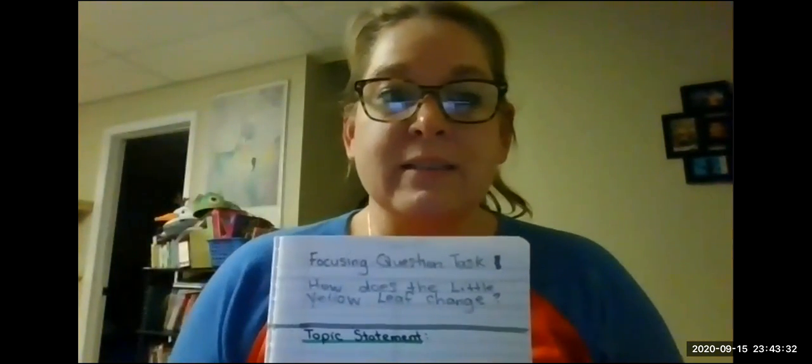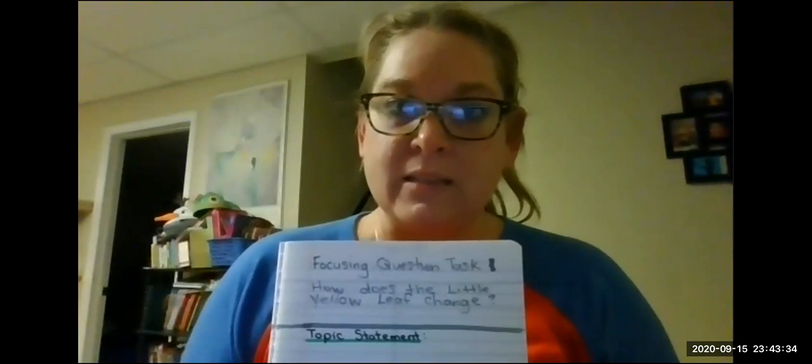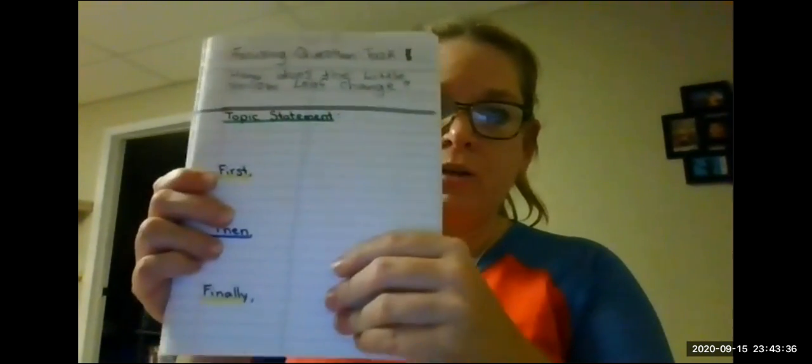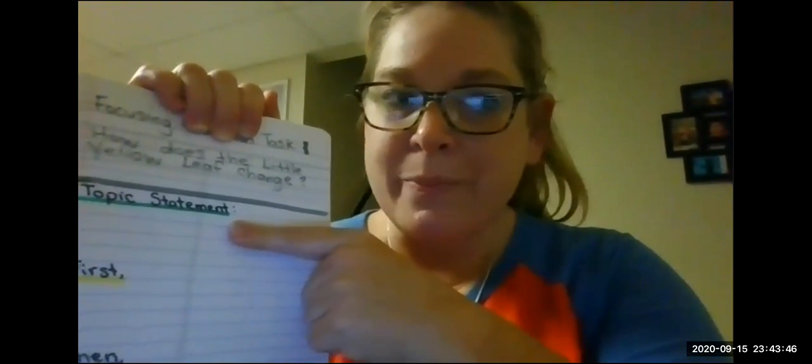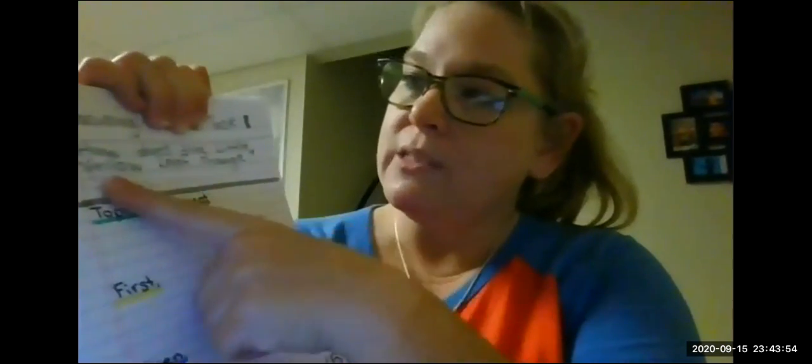So you have 7 things that you have to have on your writing activity. First of all, you have to have a topic statement. Remember, guys, a topic statement is basically just you rewording the question. So you have to tell what the rest of the paragraph is going to be about. So the question says, how does the little yellow leaf change?